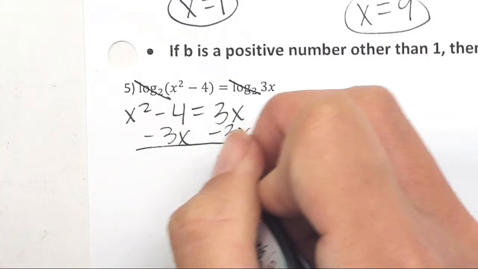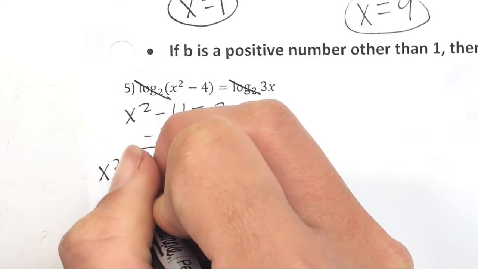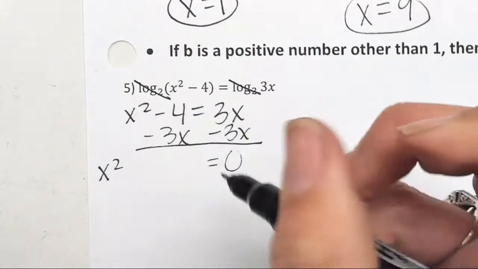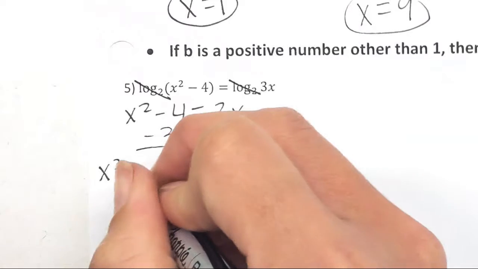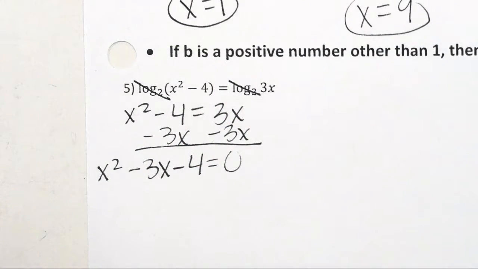Yep, so 0 will be on this side. What will be on this side? X squared minus 4 minus 3x. Let's write it in standard form. X squared minus 3x minus 4. Good. And now we can see this is a quadratic, right? And we know how to solve quadratics. We can do it factoring. We can do quadratic formula, graphing, complete the square. So which one do y'all want to do?